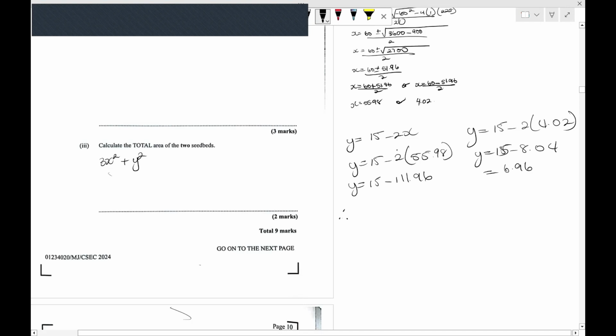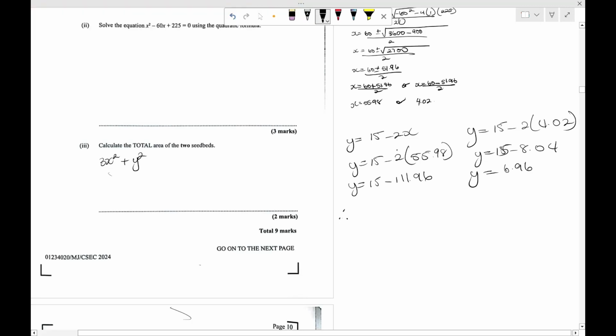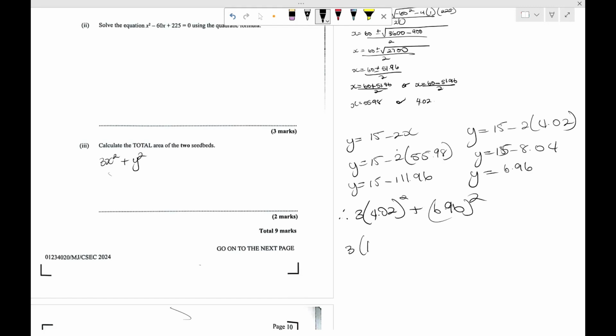So then therefore, 3x squared plus y squared, remember that is the area of the two seat beds, right? So we have the value of y. We're just going to put that into our formula now. We're going to basically find that total area. So 3 multiplied by x, which is 4.02 squared, plus y squared, which is 6.96, we just found out, squared, right? So we're going to our calculator, 4.02 squared. Right, so that is 3 multiplied by 16.16 plus 6.96 squared. That is 48.44. Just round to 2 decimal places.